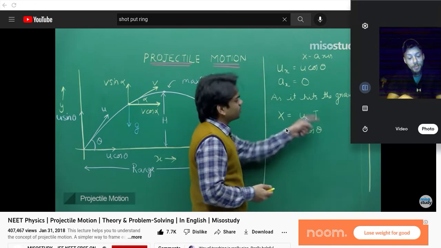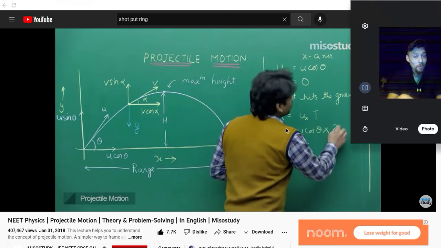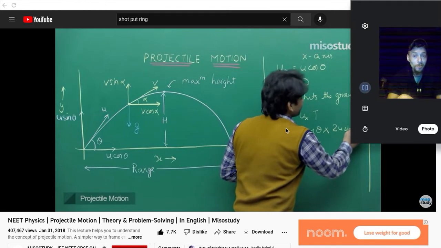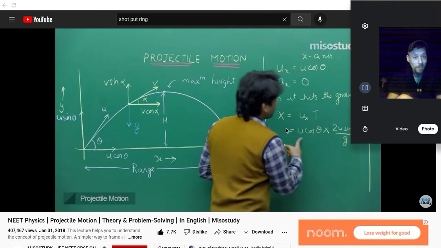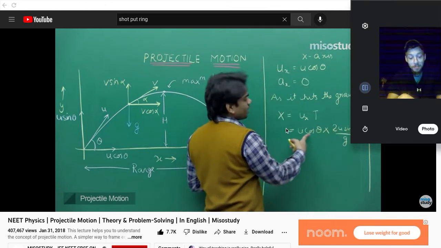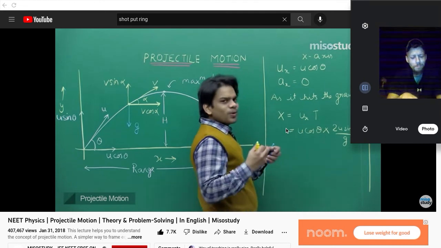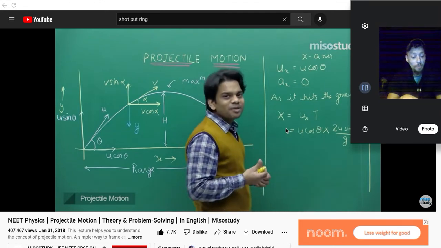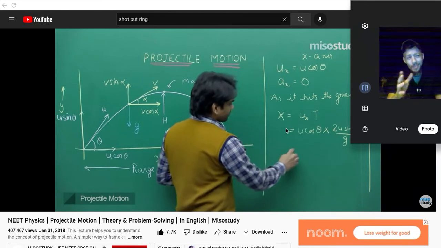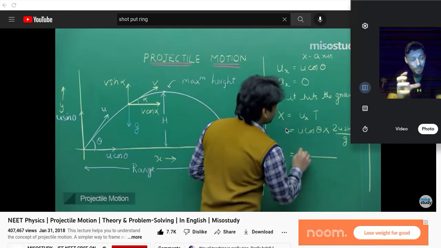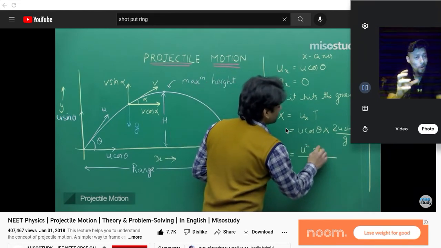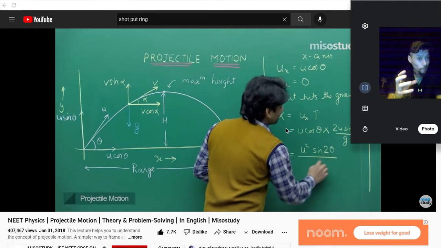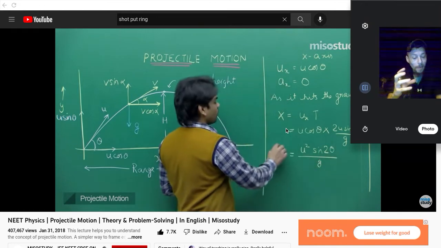Since there is no acceleration, we can directly find out speed and time, and time was 2u sin theta by g. See it, what will come out? Just u into u, that's u squared, 2 sin theta cos theta. If you remember, 2 sin theta cos theta is calculated as sin 2 theta. Because of that, it will be u squared sin 2 theta by g. This is the value of range.